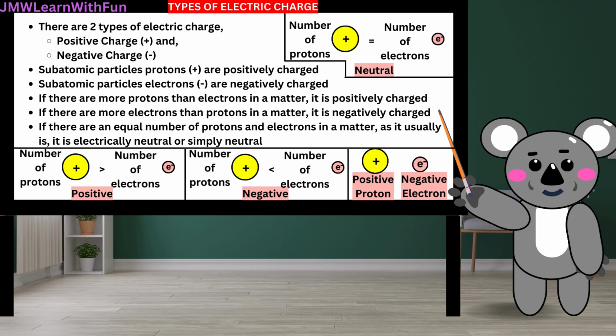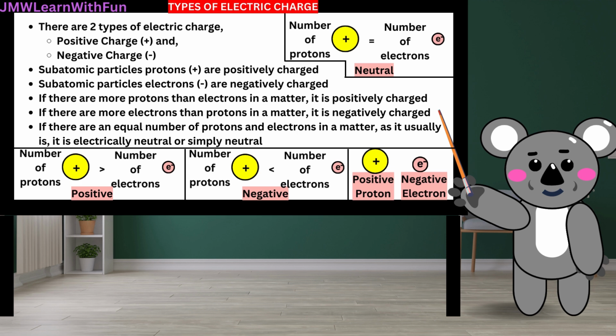Subatomic particles, protons (plus), are positively charged. Subatomic particles, electrons (minus), are negatively charged. If there are more protons than electrons in a matter, it is positively charged. If there are more electrons than protons in a matter, it is negatively charged. If there are an equal number of protons and electrons in a matter, as it usually is, it is electrically neutral or simply neutral. The figures show subatomic particles, positively charged proton and negatively charged electron.